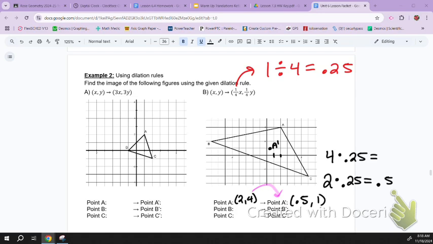Let's do that with the next point. We've got B. B is at 1, 2, 3, 4, 5, 6, 7, 8. B is at -8, +2. You're going to do -8 times 0.25. You're going to do +2 times 0.25. Where is point B going to land?